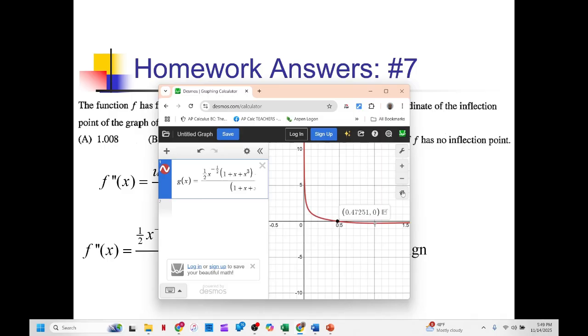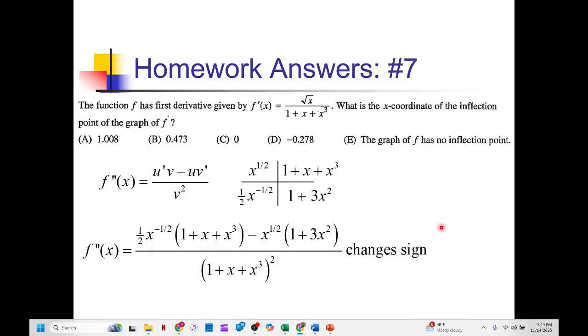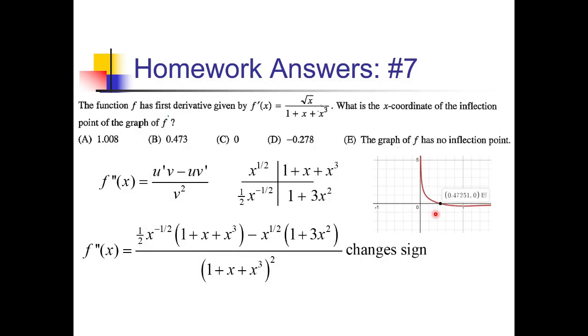And let me just copy and paste onto the screen what I'm seeing here. So we see at 0.473 there is a sign change from positive to negative. Therefore, that tells us, since the graph exists everywhere except negative numbers, that we're going to have a point of inflection at 0.473, giving us answer choice B.